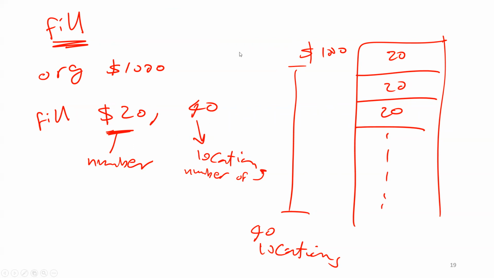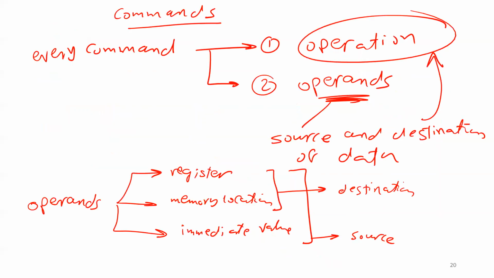So when you say this one, I'm going to start from 1000 here, and then fill 20, 20, 20. How many bytes? 40 bytes. Is that okay? Anyway, this one is used if you want to put a certain number in many locations. I don't think we are going to need it, but this is one of the directives.